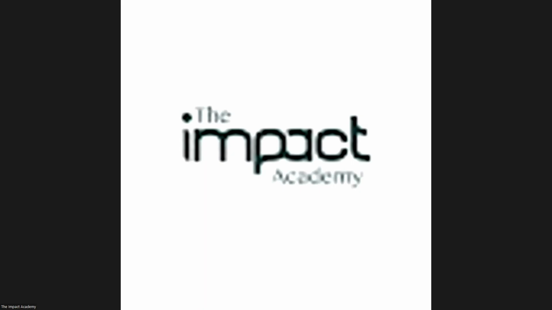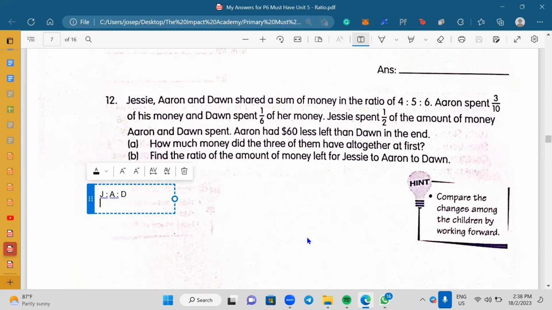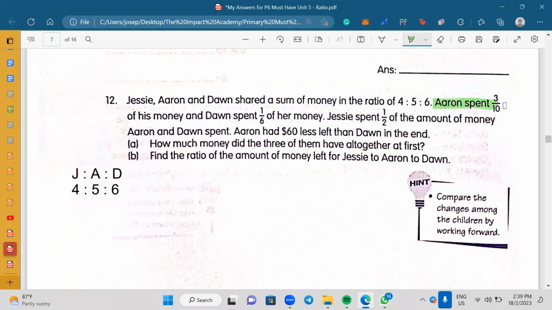Now, in this question, it says that Jesse, Aaron, and Dawn shared a sum of money in the ratio of 4:5:6, correct? So J is to A is to D, shared 4:5:6. Am I making sense here? All right, now after that, we continue on. We realize that Aaron spent 3/10 of his money. Now, what does that mean to you?